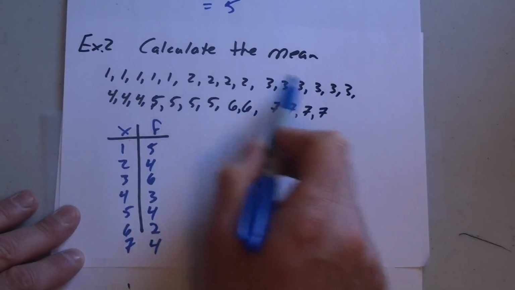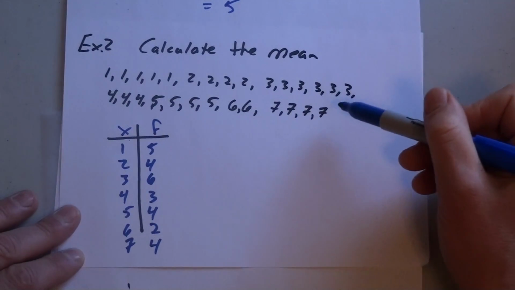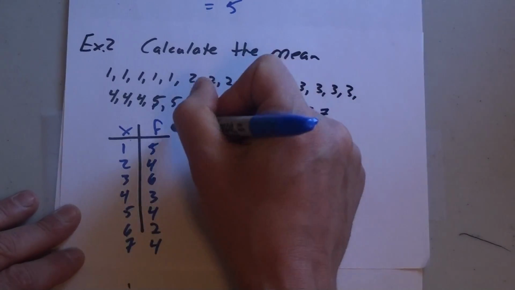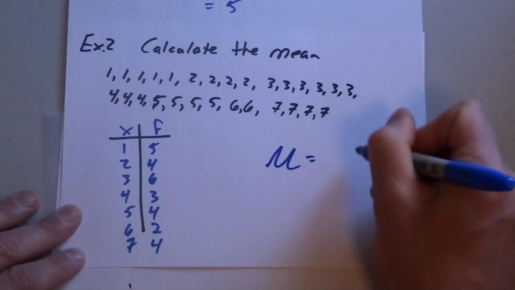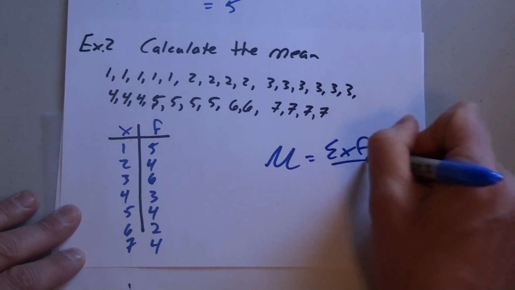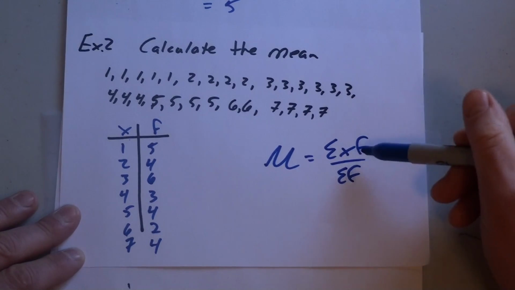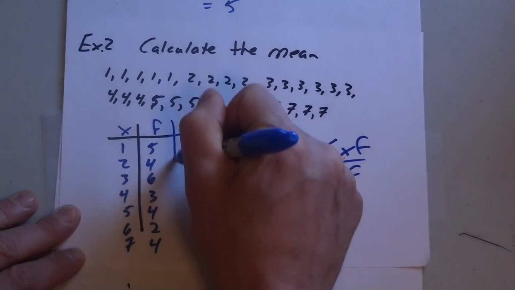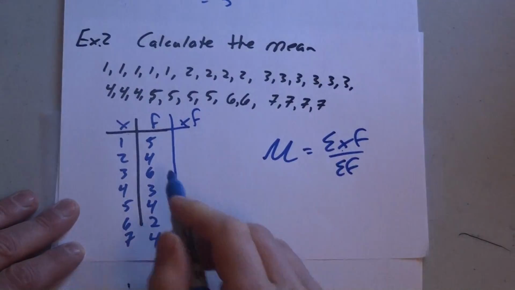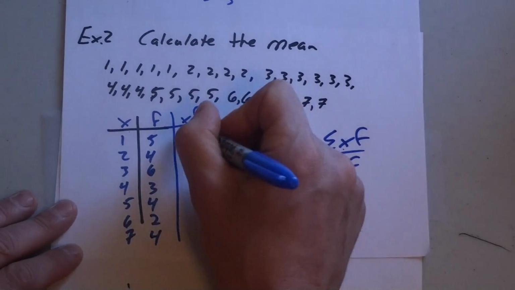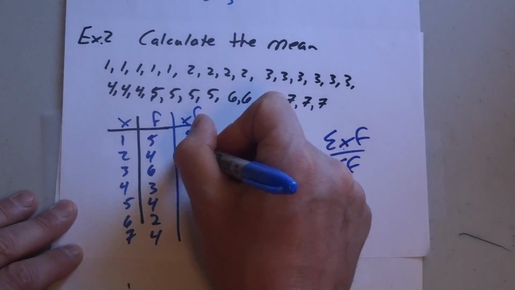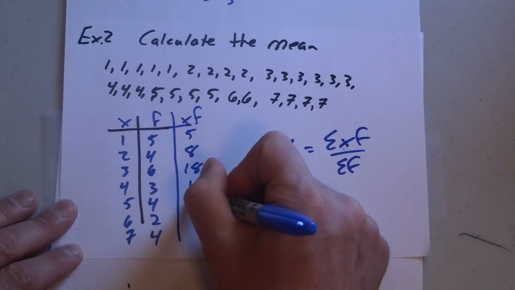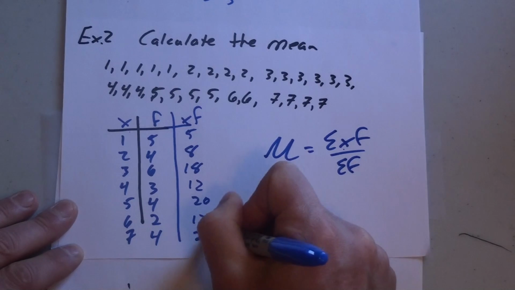Okay. Now this is nice and easy because they're all put in order. Often you have a data set that won't be in order like that, so you'll need to organize it a little bit. The next column, well, I want to use the formula mu equals summation of xf divided by summation of f. I'm going to use the other formula because I have a frequency table. So this is telling me I need a column for x times f. So I'll set that up on my frequency table, x times f, and I'm simply going to multiply those two together, my x value by my f value: 5, 8, 18, 12, 20, 12, and 28.